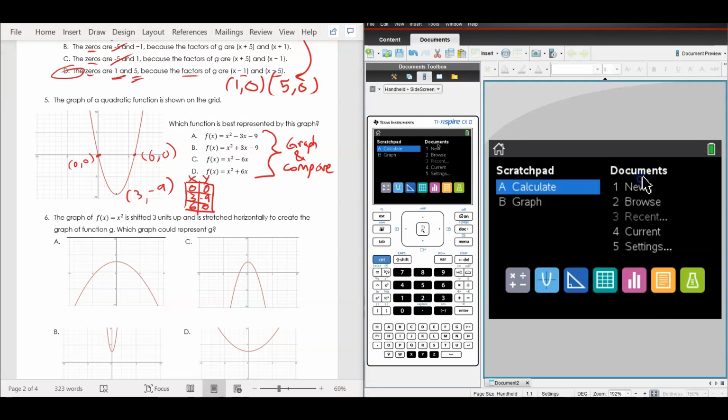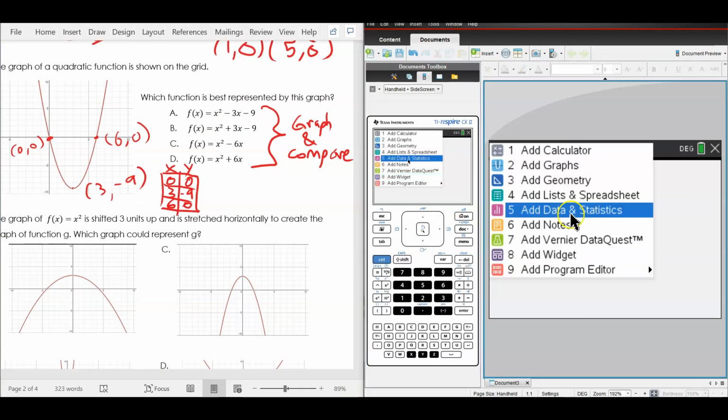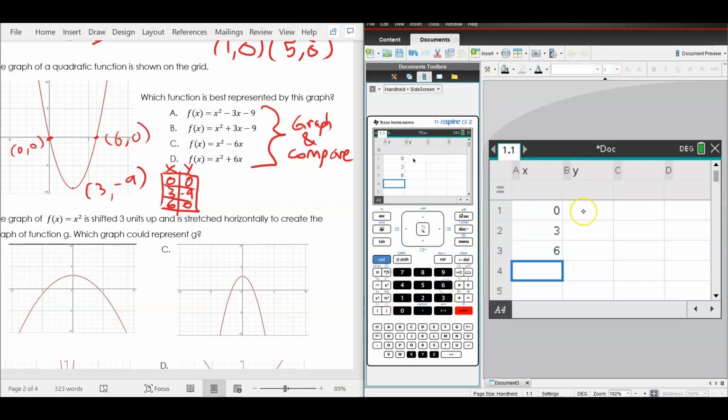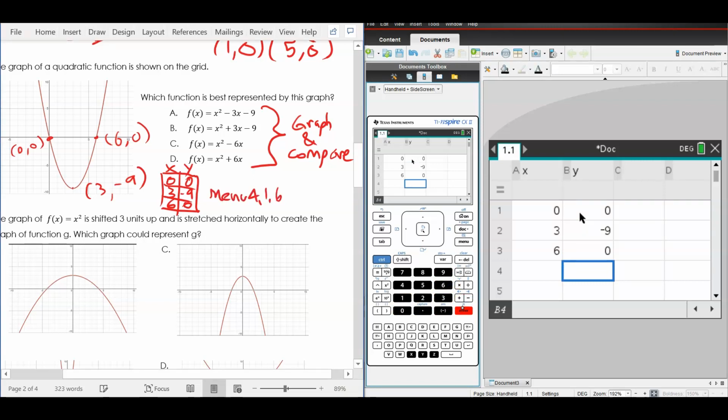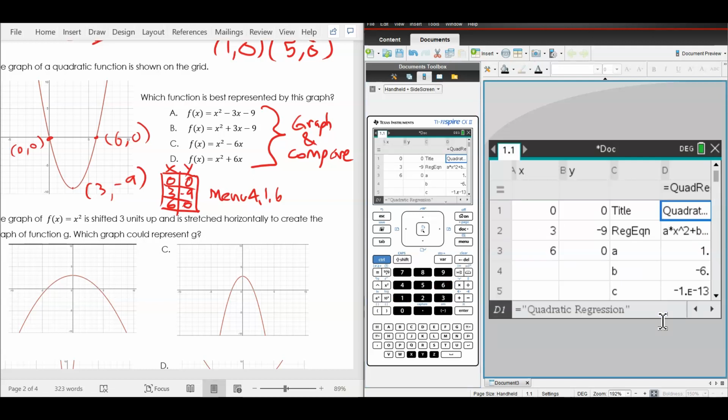Okay, so if I go to a new document, don't save, number 4, x at the top, y at the top, 0, 3, 6 for x, and 0, -9, 0 for y. Remember, when you do that, you do menu 4, 1, 6. Menu 4, 1, 6. X is x, y is y. This weird thing means 0, so it's just 1x² - 6x.